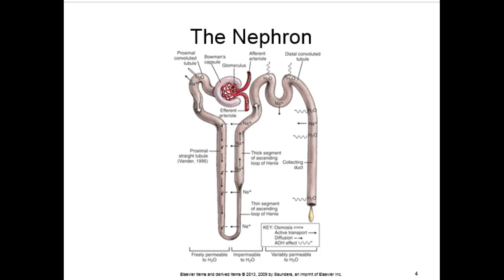Each nephron is composed of 2 main structures, the glomerulus and the renal tubule. The glomerulus consists of a tiny blood vessel or capillary. It kind of looks like a ball of yarn. It looks kind of twisted and turny. And this is where the actual filtering of the blood occurs.